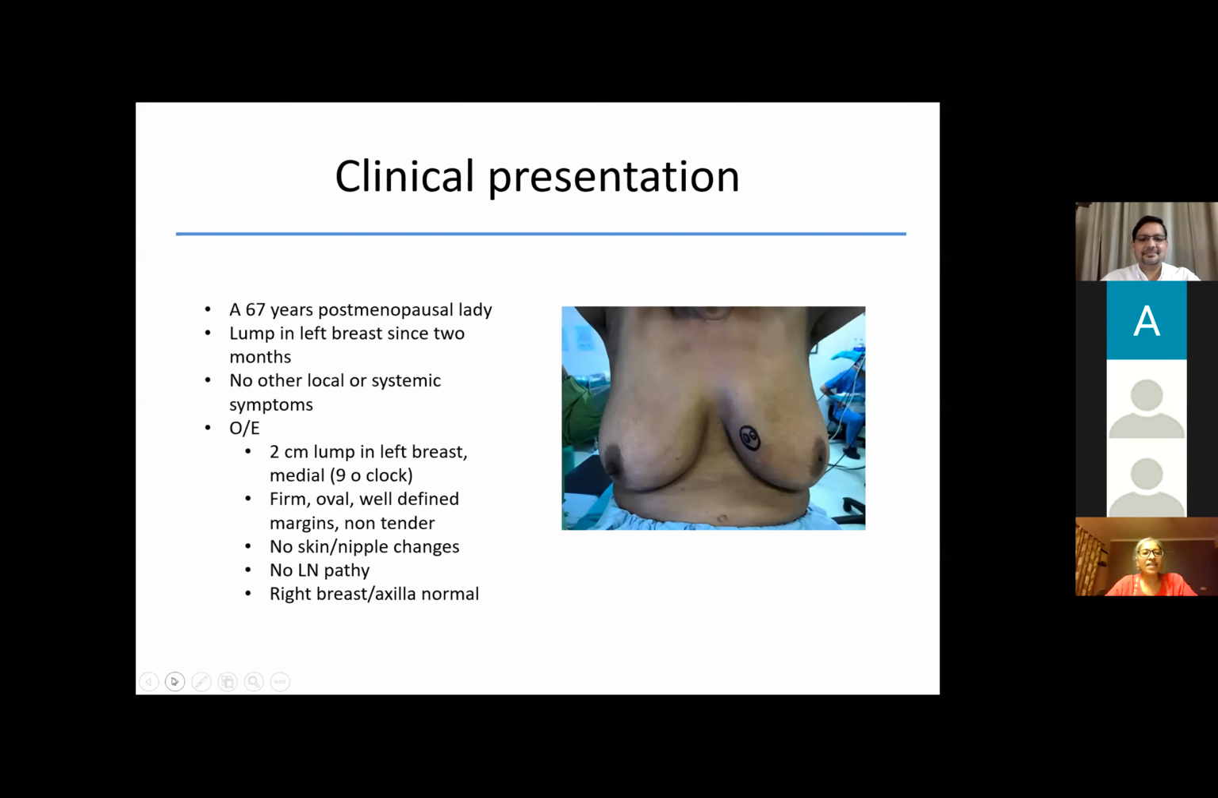She is a 67-year-old lady with a lump in the left breast of 2 months duration, no other symptoms, no nipple discharge. Clinically, a 2 centimeter lump at 9 o'clock position in the left breast. You can see the clinical picture. It was firm in consistency, oval, and with well-defined margins. There were no other associated changes. Right breast and axilla were normal.